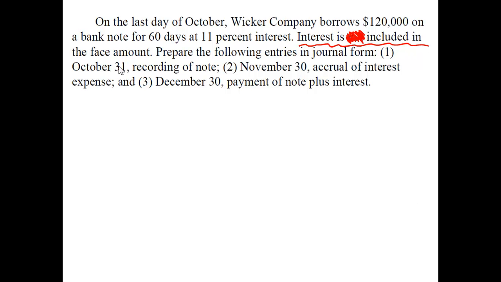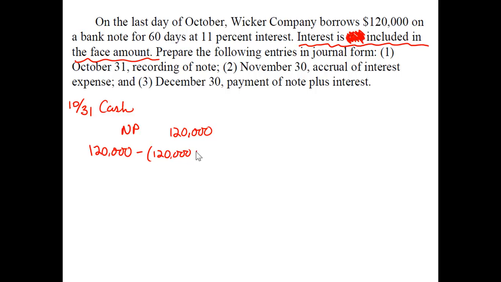Compare this method, principal plus interest, with the following. Same problem, but interest is included in the face of the note. So when we borrow the money on October 31st, we're going to be debiting cash and crediting note payable. The note payable will be for the $120,000, but the cash will be for $120,000 minus 60 days worth of interest, which remember is $120,000 times the interest rate of 11% for 2/12, 60 days or 2 months. So the amount of cash that you're going to receive is only $117,800. So we'll need another debit, and we can't call it interest yet because we haven't used the money. So what we call it instead is discount for $2,200. So that's how we borrow it.